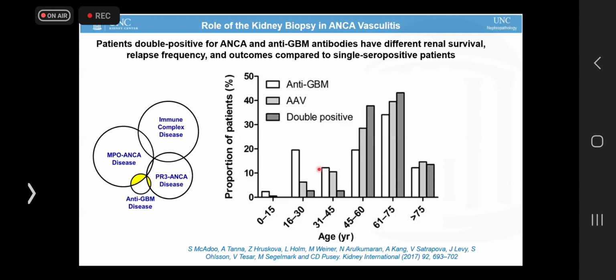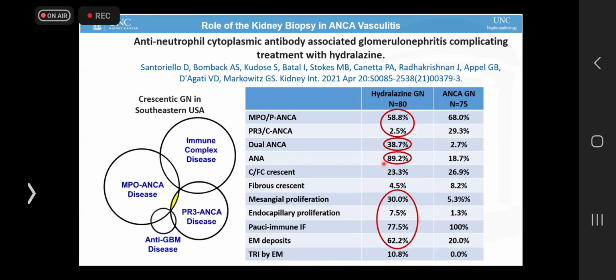The younger patients who have anti-GBM disease infrequently have this double positivity. The double positivity in these darkest bars is more frequent in the older patients who more frequently have ANCA disease in general. So the ANCA disease has one peak here in older age. Anti-GBM disease has two peaks. These patients also have more pulmonary renal syndrome and these more renal limited.